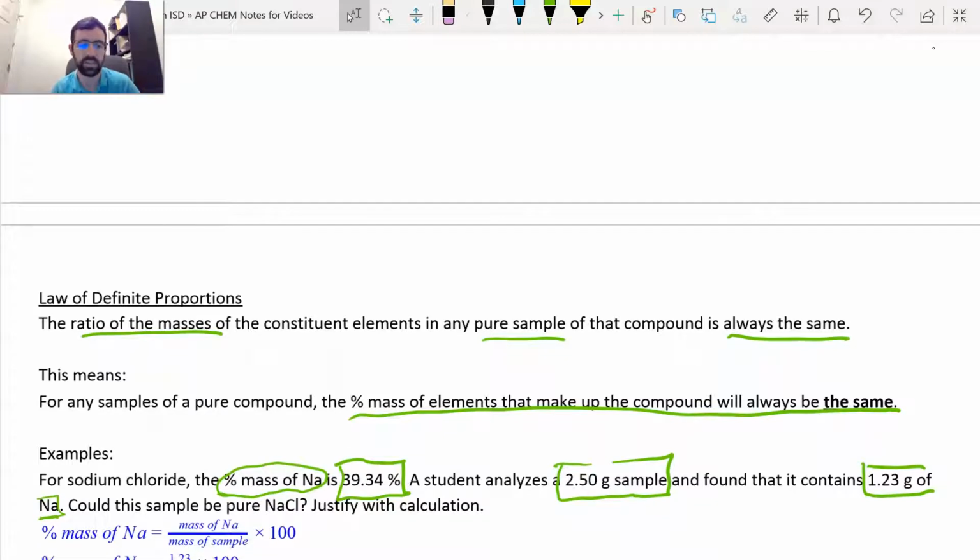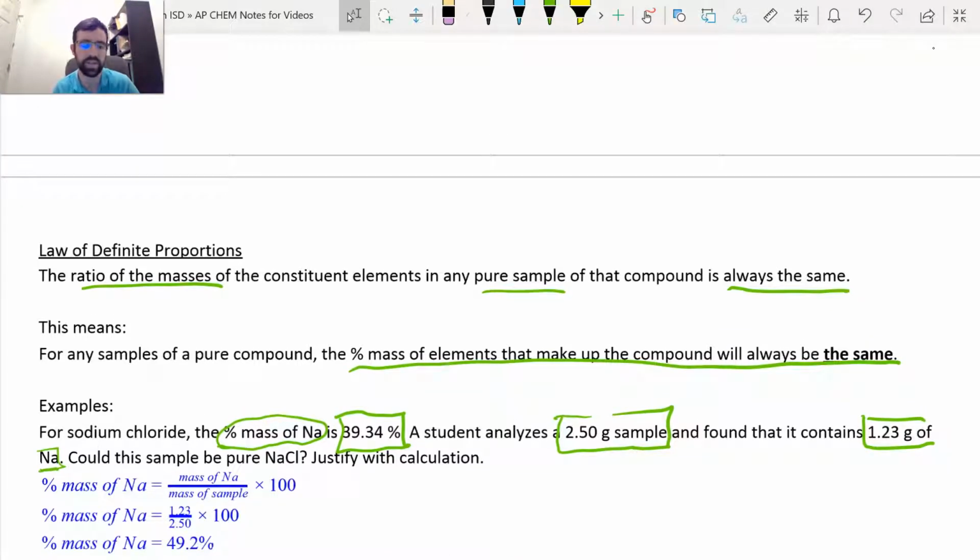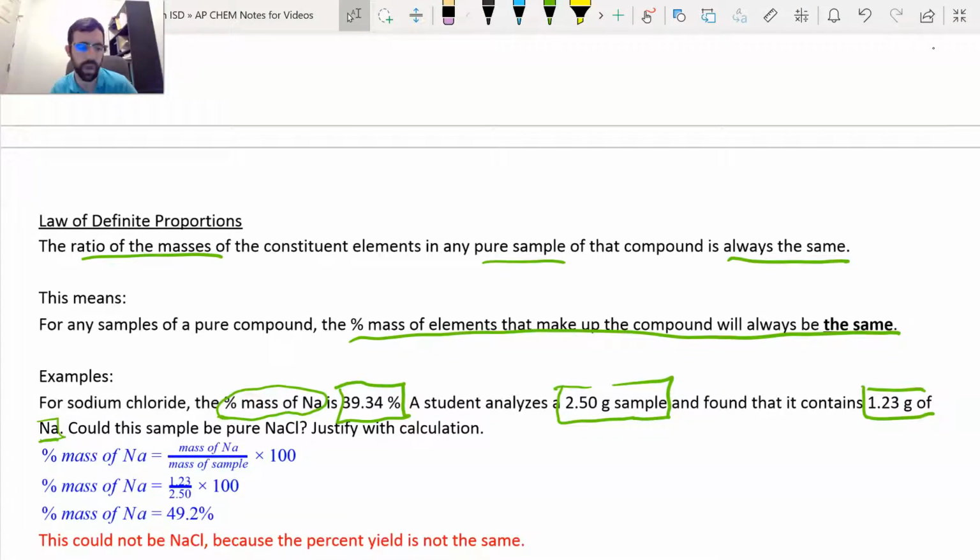We find the percent mass of sodium by taking the mass of sodium divided by the mass of the sample and multiplying by 100. So we did 1.23 over 2.50 times 100, and we get 49.2%. Now that's not the same percent as the one given in the problem. It's not 39.34%. It's 49.2%. So this could not be NaCl because the percent mass is not the same. That goes back to the concept we're talking about here, that if you have a pure sample of a compound, the percent masses have to be the same.